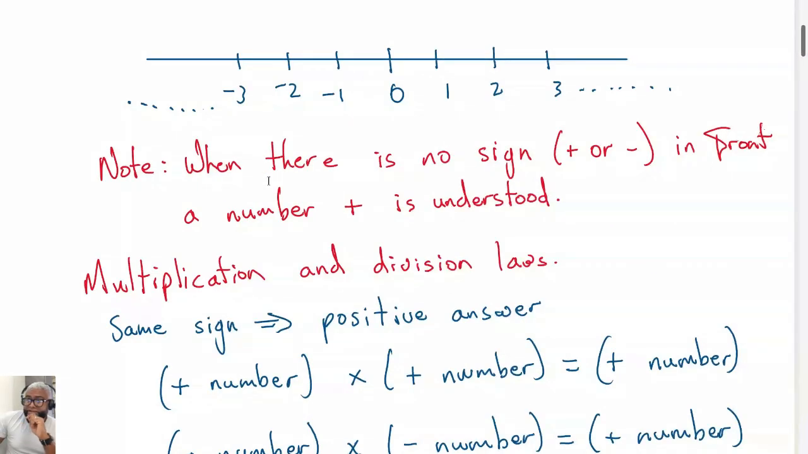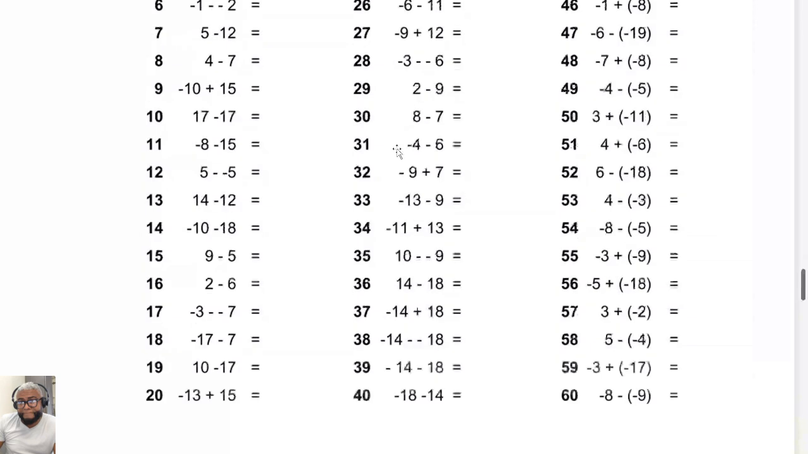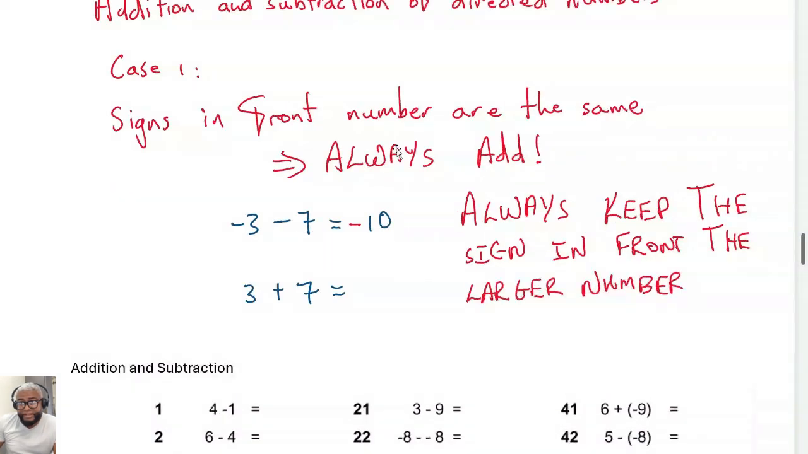Look, read this note here, read it out loud. Everybody seen what the note says? Read it aloud, all of you. When there is no sign in front of a number, plus is understood. Plus is understood, right? So I don't know where you'd get minus from. You'd swear I didn't give you all that note. Plus is understood. So are my two signs the same now? Are my two signs the same? No.